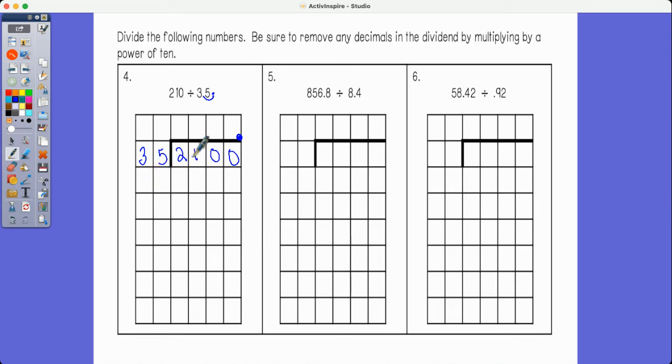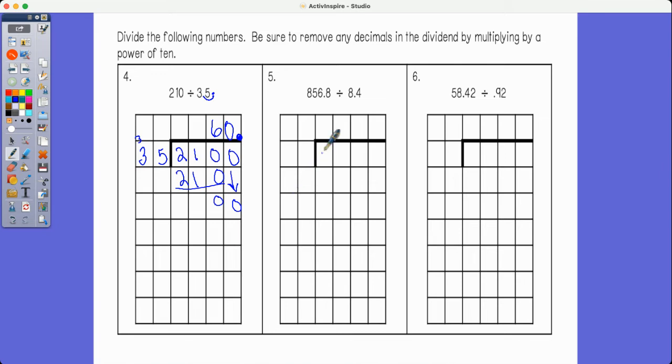35 goes into 210. Well, 6 times. 6 times 5 is 30, so 0, carry my 3. 6 times 3 is 18, plus 3 is 21. Subtract, bring down. 35 goes into 0, 0 times. So my answer is 60.